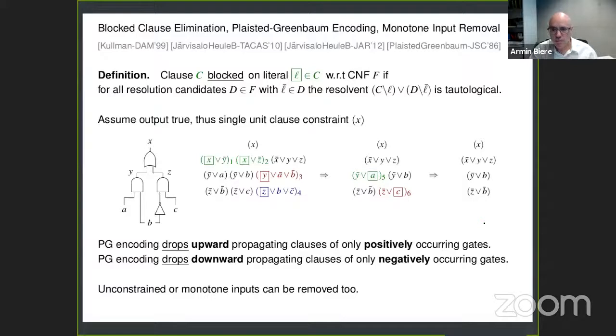So this is just looking at the structure of the circuit. Yes. However, you don't need that, because block clause elimination would just do that for you without knowing about it. So it would just do this for free.